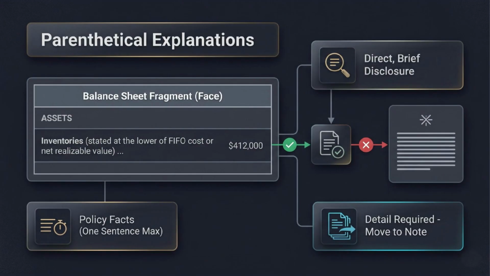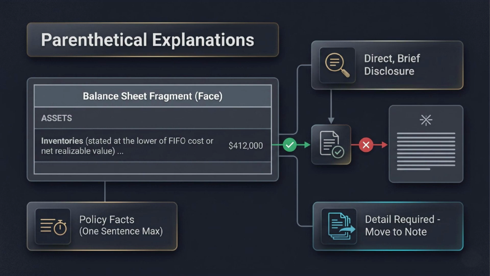A parenthetical explanation is a brief disclosure placed directly next to the related line item. It works best when the fact is short, clear, and directly qualifies the amount shown. For example, inventories may be described as stated at the lower of FIFO cost or net realizable value. That gives the user important measurement information without sending them to another page. Parentheticals are useful because they are highly visible. The reader sees the amount and the explanation together.